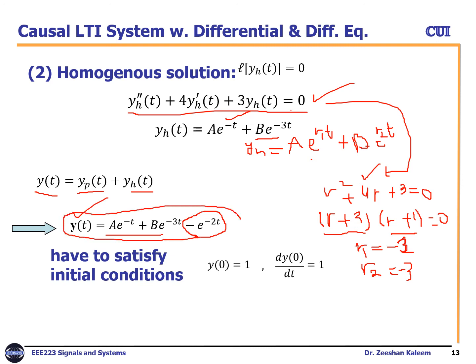But here you can see that a and b are unknown. So to find these unknowns, we will focus on our boundary or initial conditions. We are already given two initial conditions, y(0) equals 1, and the first order derivative at 0 is also equal to 1. So using these initial conditions, we will further evaluate this equation to find the values of a and b.